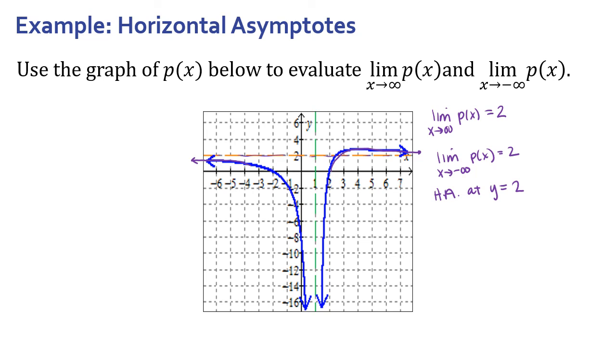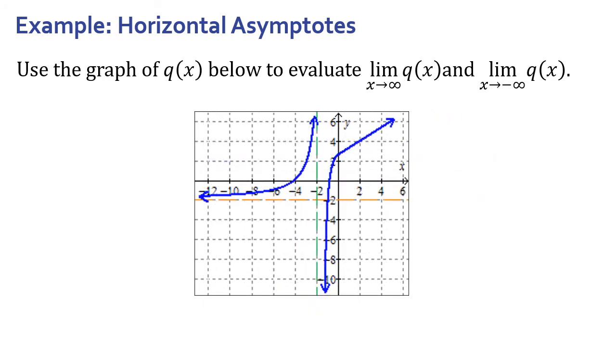We can also see that we have a vertical asymptote right here, and if I was looking at those limits, I'd say looking at the limit as x approaches 1 from the left, we're approaching negative infinity, and from the right, we're approaching negative infinity. So there's a vertical asymptote at x equals 1.